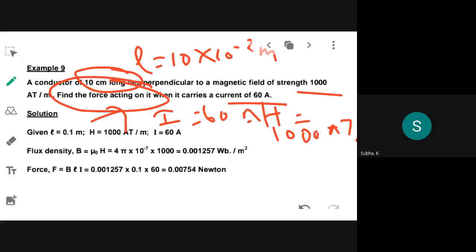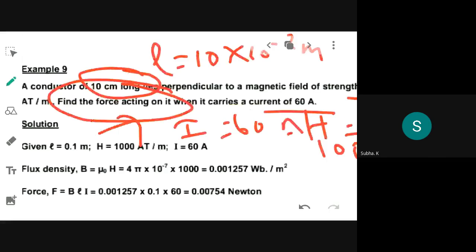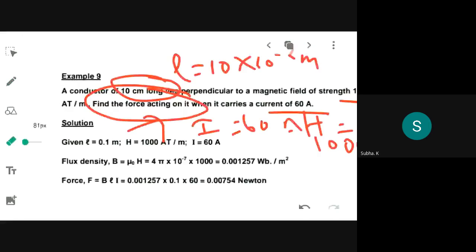Force, how can you use the B formula? What is the formula for force? Already I told you, this is acting like a motor. BIL sin theta. So you are using BIL. Theta value is not given, so you are going to assume it as 0 as usual.